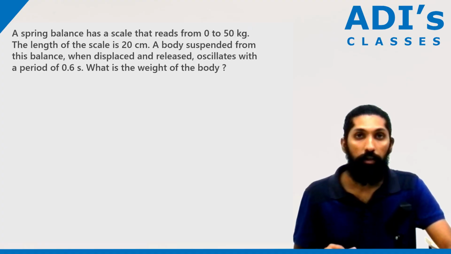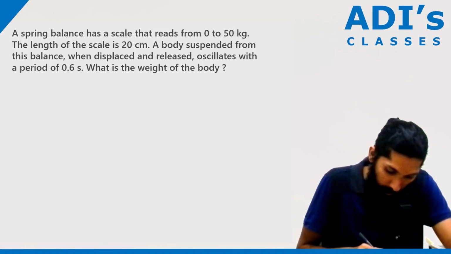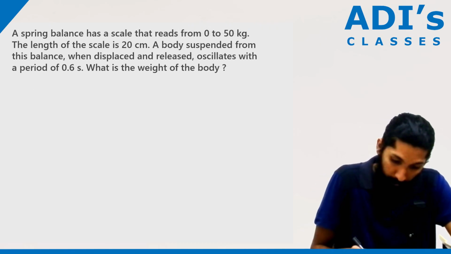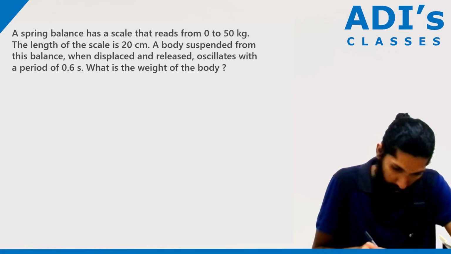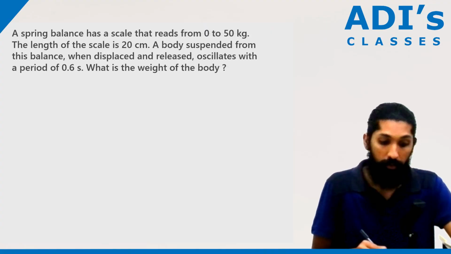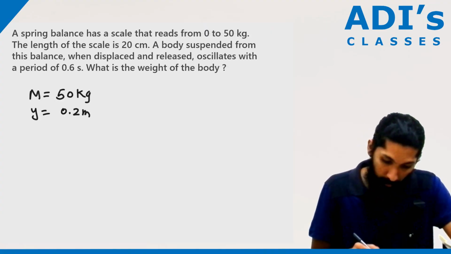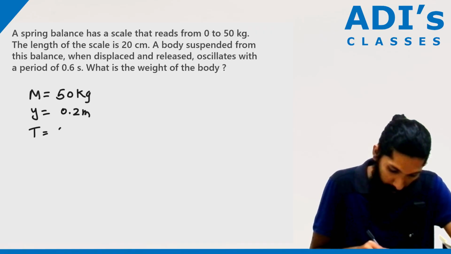Okay, now here let's write down what is given. The first thing given is m is equal to 50 kg. The displacement is 20 centimeter, that means y is 20 centimeter, that's 0.2 meter. Then the next thing given, spring balance oscillates with a period of 0.6 seconds. So capital T is equal to 0.6 seconds.